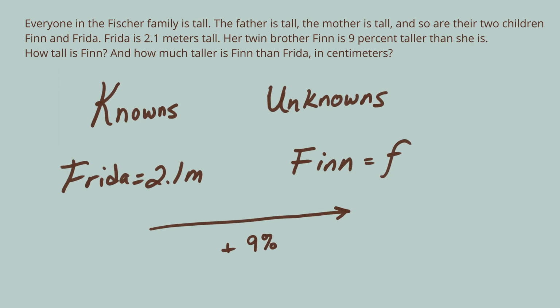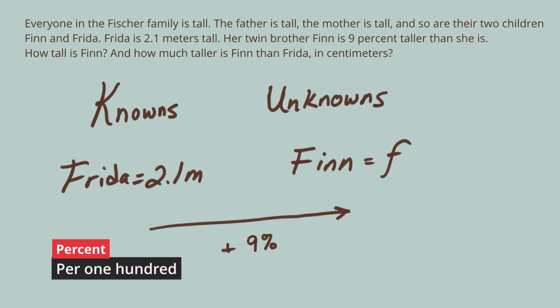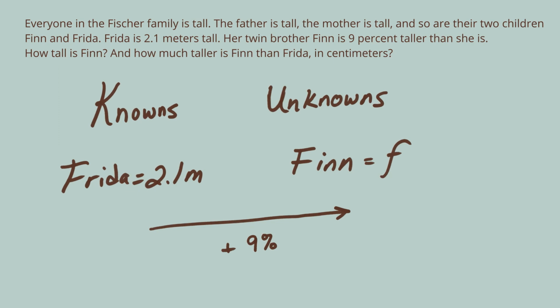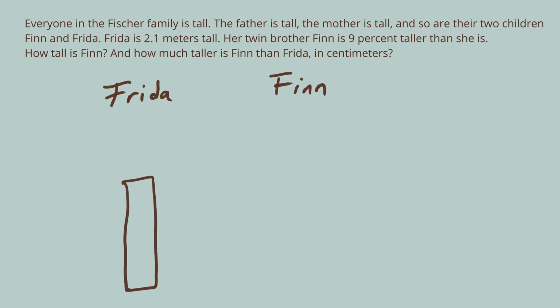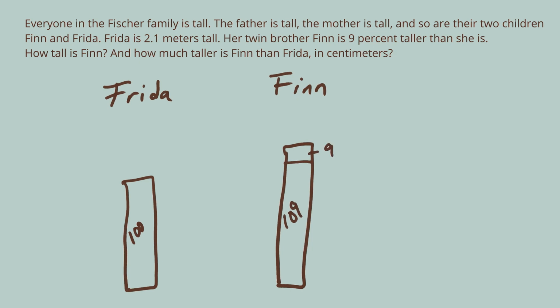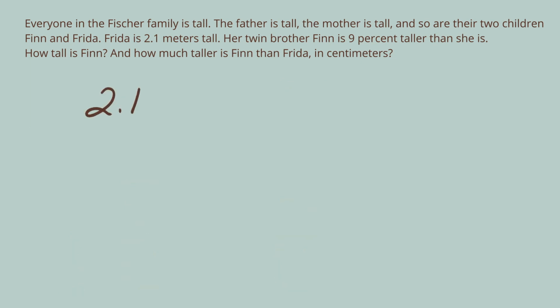First, remember that percent means per 100. Here, 9% means that for every 100 units of height that Frida has, Finn has 9 more. If Frida were 100 meters tall, the answer would be Finn is 109 meters tall. But Frida is only 2.1 meters tall. We will multiply 2.1 by this factor, 9%, or 9 out of 100, to find our answer.